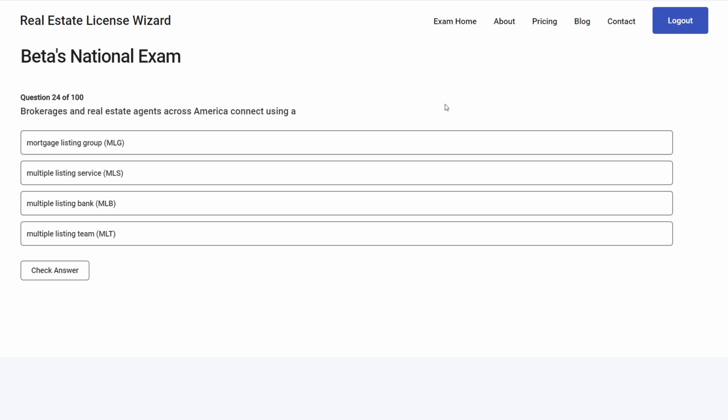All right, 24. Brokerages and real estate agents across America connect using: is it a mortgage listing group or MLG? Is it a multiple listing service or MLS? Is it the multiple listing bank or the MLB, or the multiple listing team, MLT? All right, so we'll give you an opportunity to think that one over.